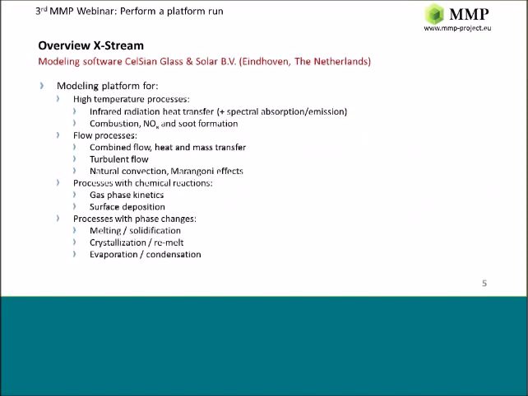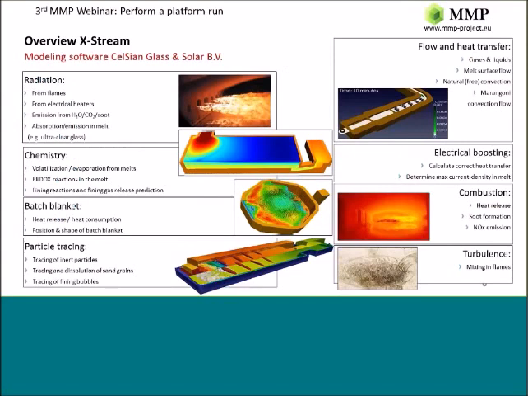There are two software packages involved. On the macro level is Xtreme, a modeling software developed by Salvi and Glass and Stoller from Eindhoven in the Netherlands, and it's capable of doing high temperature heat processes, flow processes, and a lot of others. I will not go into detail here. There are a bunch of applications for this software, and you can study the slides afterwards. It's just to give an impression of what this software can do.